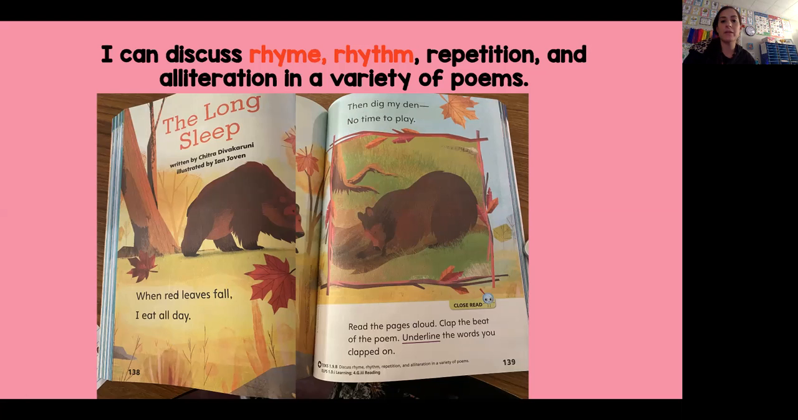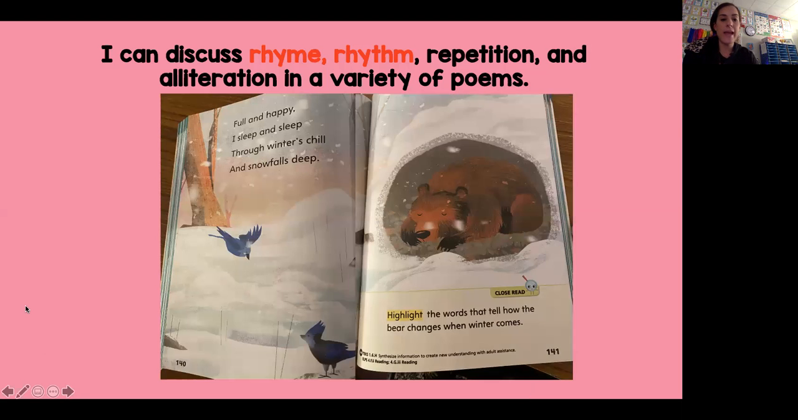Okay, so thinking about The Long Sleep, it says, when red leaves fall, I eat all day, then dig my den, no time to play. What are they talking about in this poem? What is the author's purpose for this poem? What do you think? Maybe telling us about a bear and what happens during the fall for a bear. Let's see the next page. Full and happy, I sleep and sleep through winter's chill and snowfalls deep. Any rhyming words that you notice there? Which words? Good, I noticed sleep and deep.